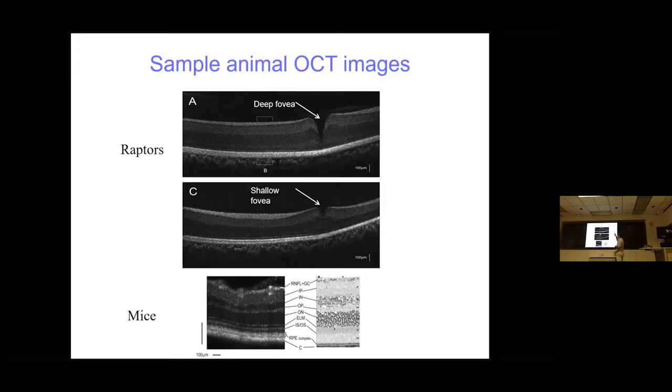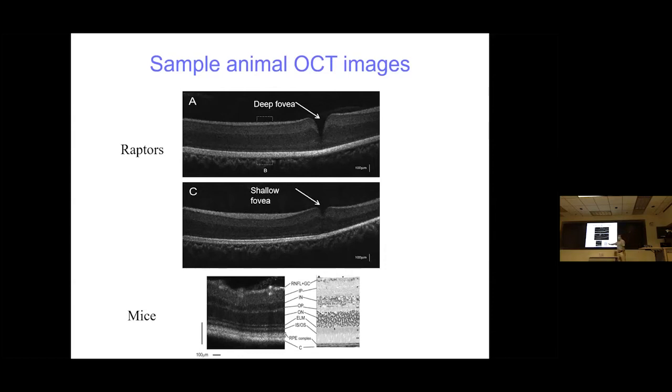The upper image shows the retinal structure of a raptor with high-resolution OCT. What's special about raptors is that they have two foveae. For humans, we have only one fovea, but this type of bird has two. It means they can simultaneously focus on two objects. For humans, we can only focus on a single point at a time. So we have one fovea, but they have two.